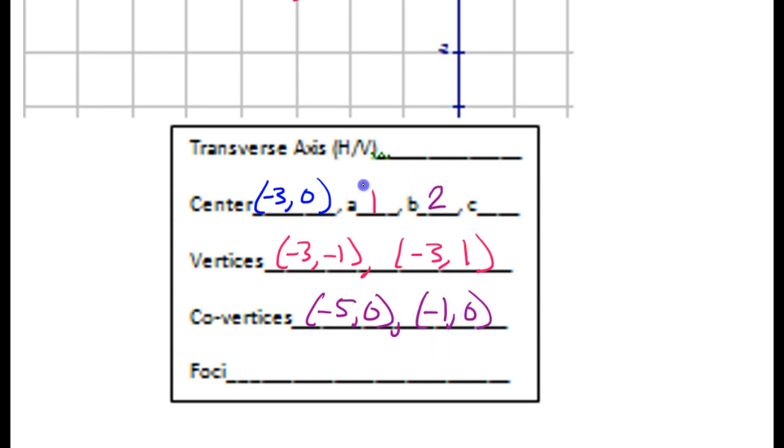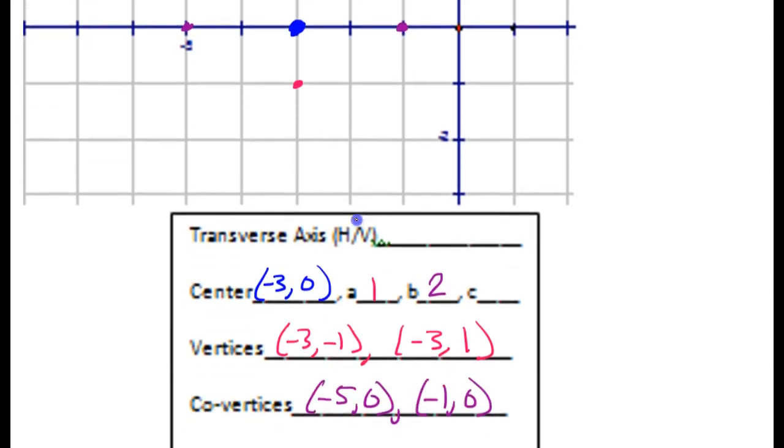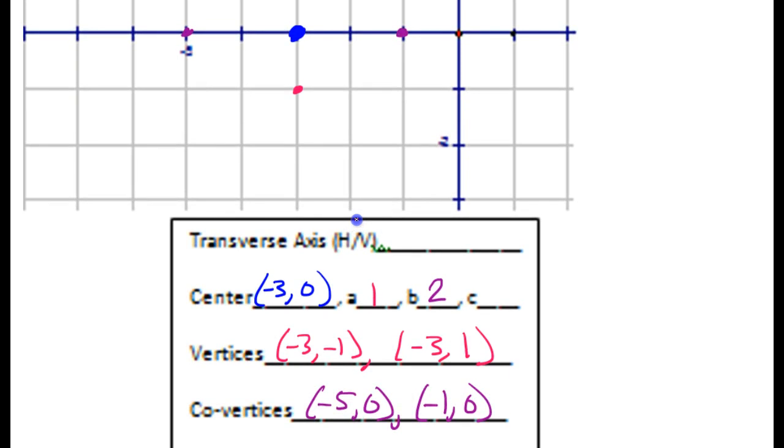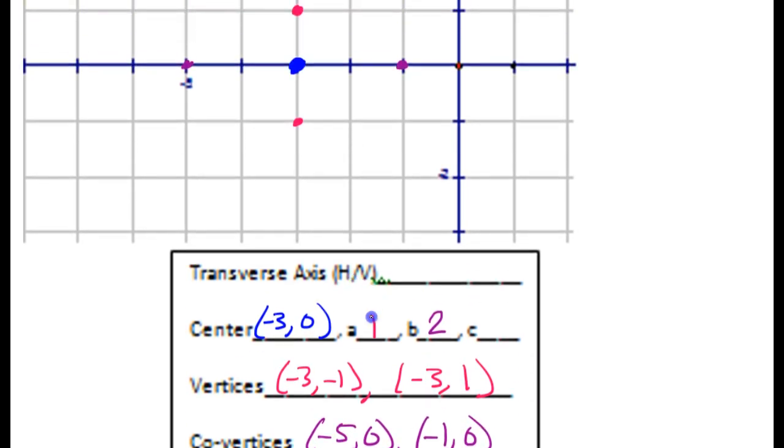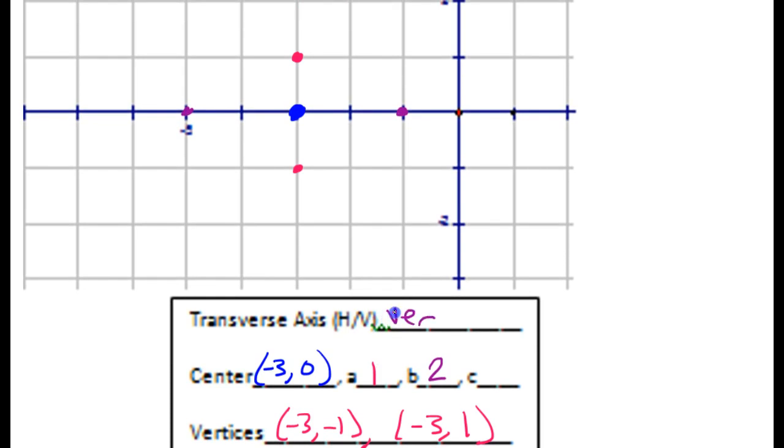Okay, and that b value was 2. So the transverse axis is vertical. The transverse axis is the segment connecting the vertices. So this is the transverse axis right here, and it is vertical.